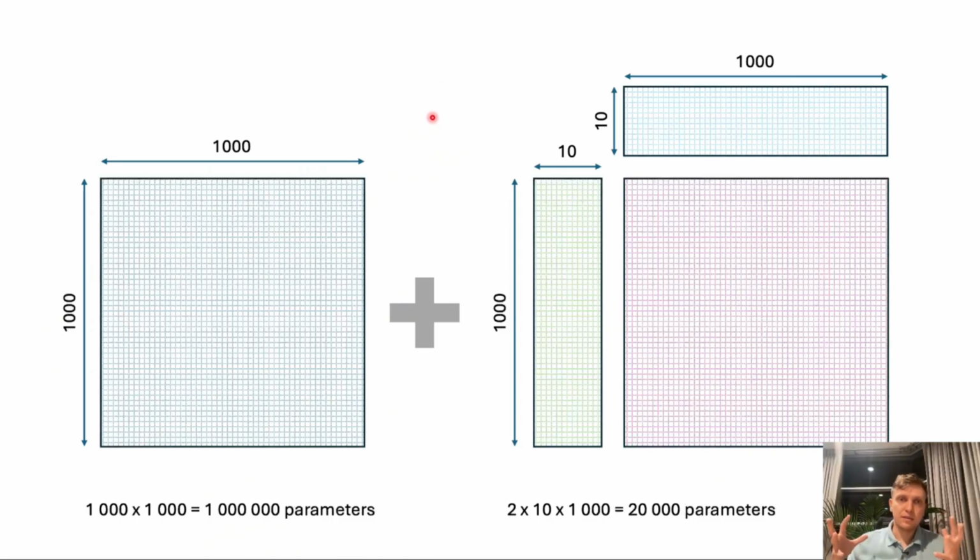And we do completely the same thing for all or like most of the matrices in our model. And eventually we reduce the amount of the trainable parameters significantly. And it allows us to train our model much faster.